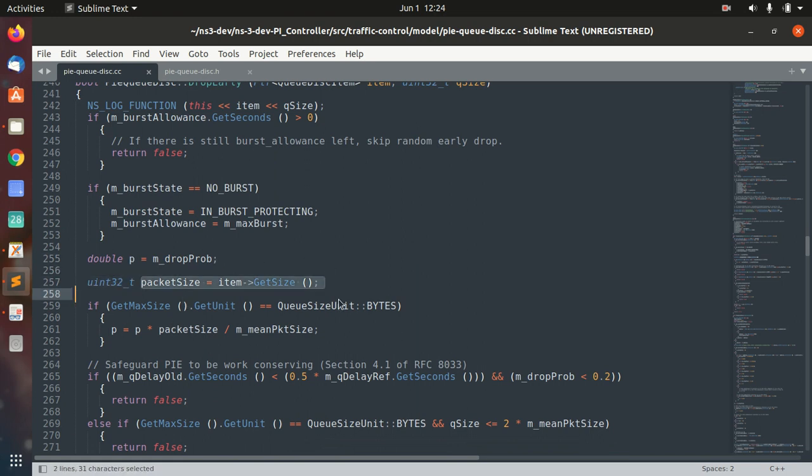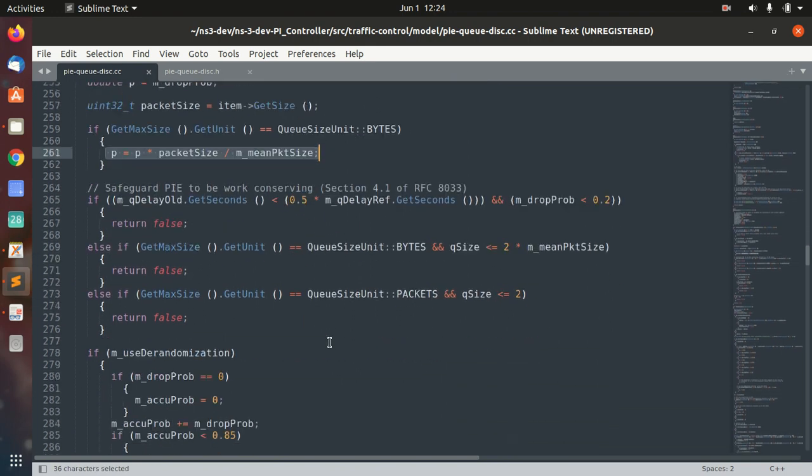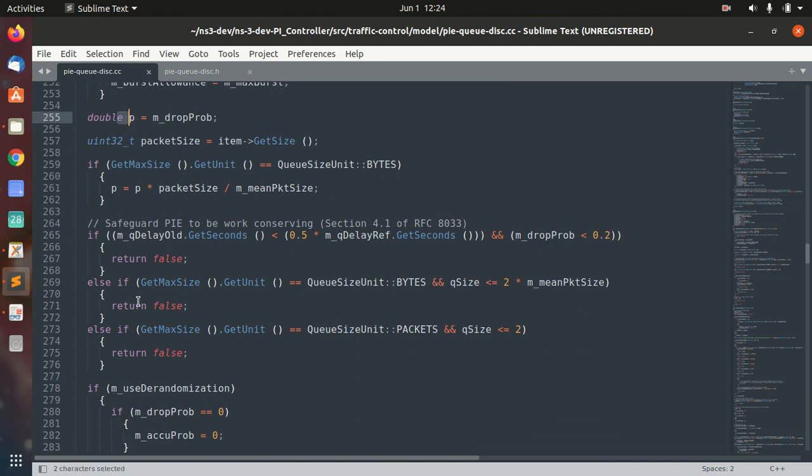Now if we are using the byte mode, then convert the probability according to the packet mode, and after that, before comparing this drop probability value, it checks certain conditions. Like if the old queue delay value is half of the desired queue delay, or the reference queue delay, and the drop probability is less than 0.02, it simply returns false, meaning allow the packet to enqueue into the queue. If the queue size, the number of packets that exist in the queue, is less than 2, then also allow the packet to enqueue, so return false.